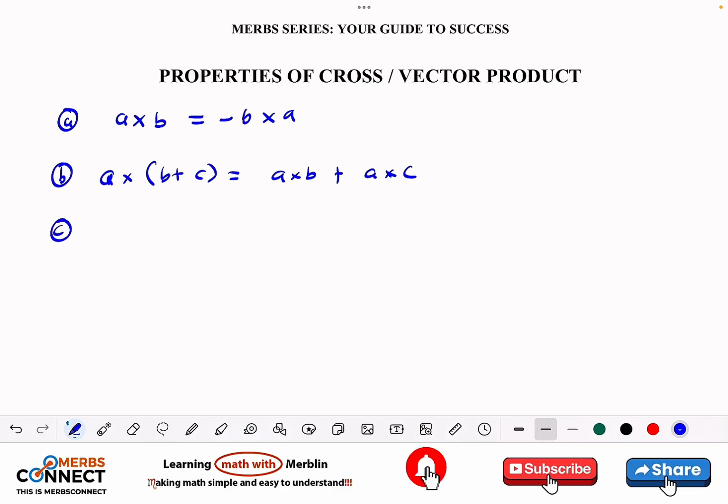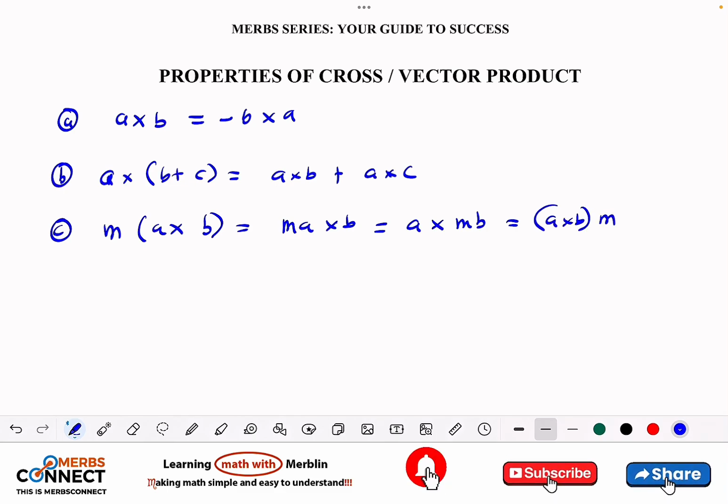If we have a scalar like m, which is multiplying this, then this will be the same as, I can decide to multiply the scalar to A before I do the cross, or I can decide to multiply the scalar to B before I do the cross, or I can do the cross of A and B before I multiply it by the scalar. So they are all the same, but what you need to know is m is a scalar. A scalar means it can be any number, like 2, 1, any of them.